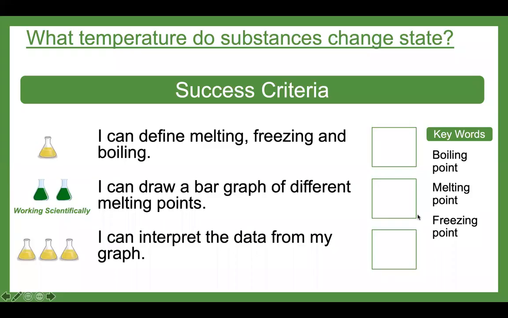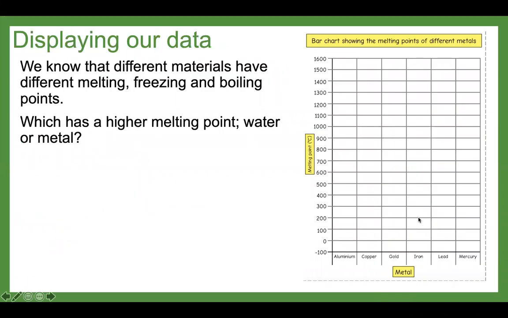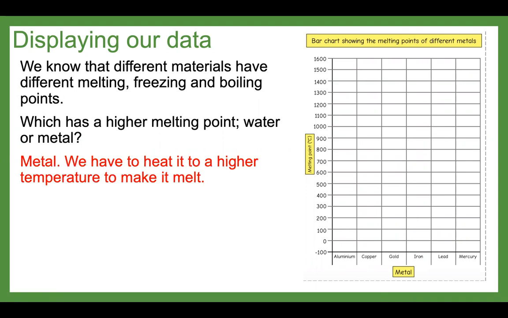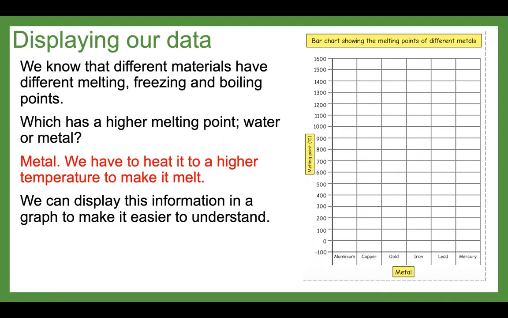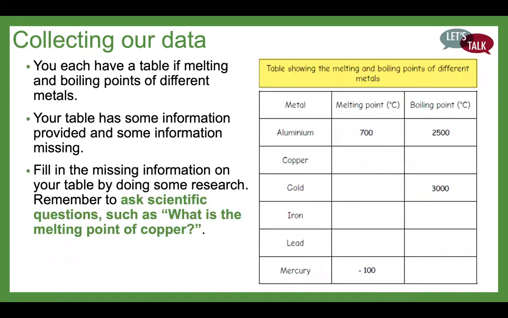So displaying our data, we know that different materials have different melting, freezing, and boiling points. Which has a higher melting point, water or metal? Pause the screen. The answer is metal. We have to heat it to a higher temperature to make it melt. We can display this information in a graph to make it easier to understand.